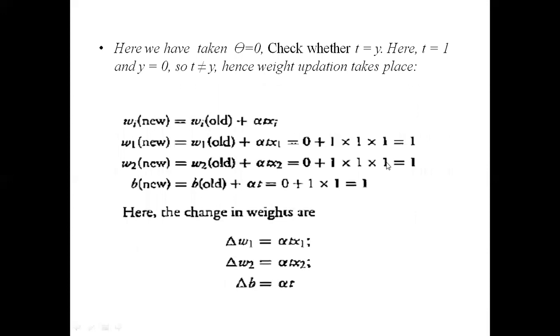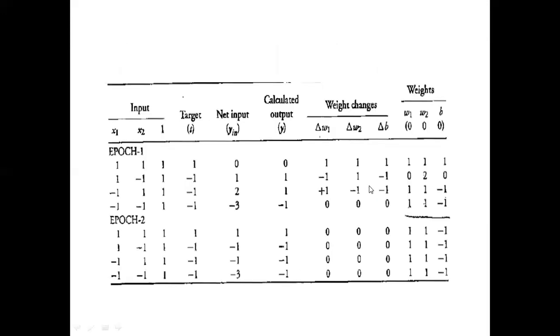That is, if I consider this part, initially what is it? 0, 0, 0. That is, w1 old is 0, w2 old is 0, and b old is 0. And w1 new is equal to 1, w2 new is equal to 1, and b new is equal to 1. So initially w1, w2, b is equal to 0, 0, 0, and the next changes in the values of w1, w2, and b are 1. So here we just write del w1 is 1, del w2 is 1, and del b will also be 1.